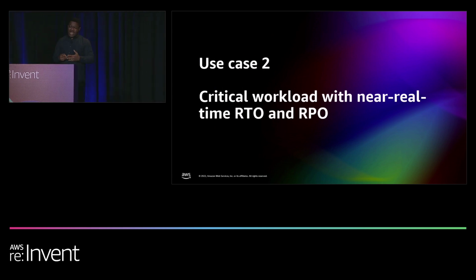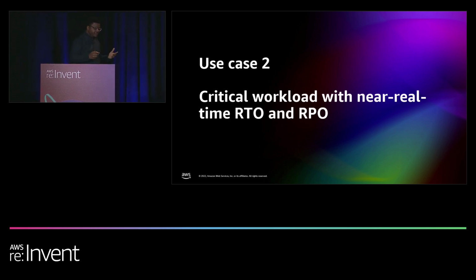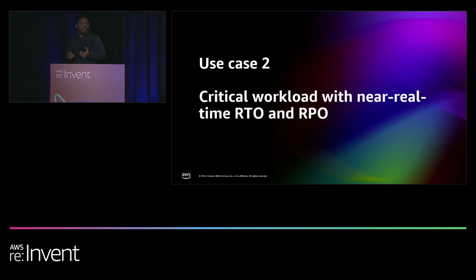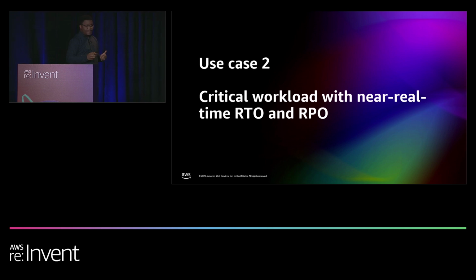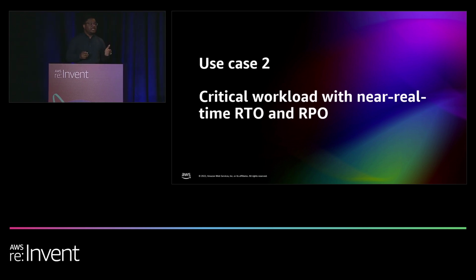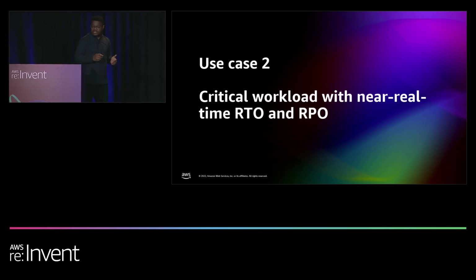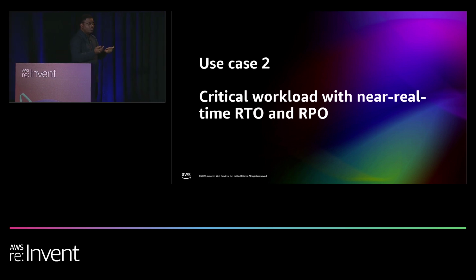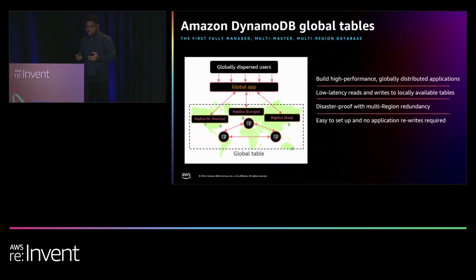The second use case we have is for customers that have a critical workload with a near real-time RTO and RPO. For this use case, you really need a data source that will enable replication across the regions. And you also want to make sure that you will keep serving requests, your GraphQL requests, irrespective of any downtime or failures in any AWS region. So how do you go about doing this? The key here is the data source. It needs to automatically do replication across the regions.